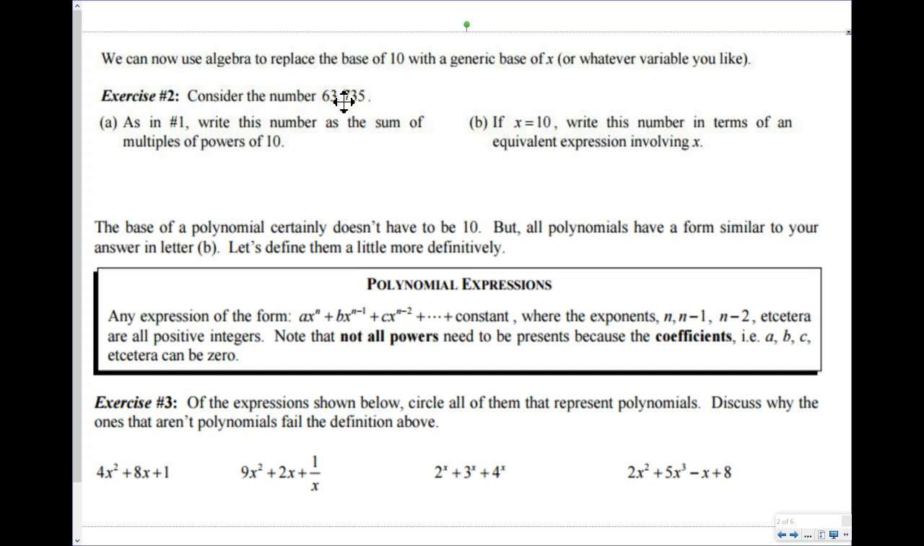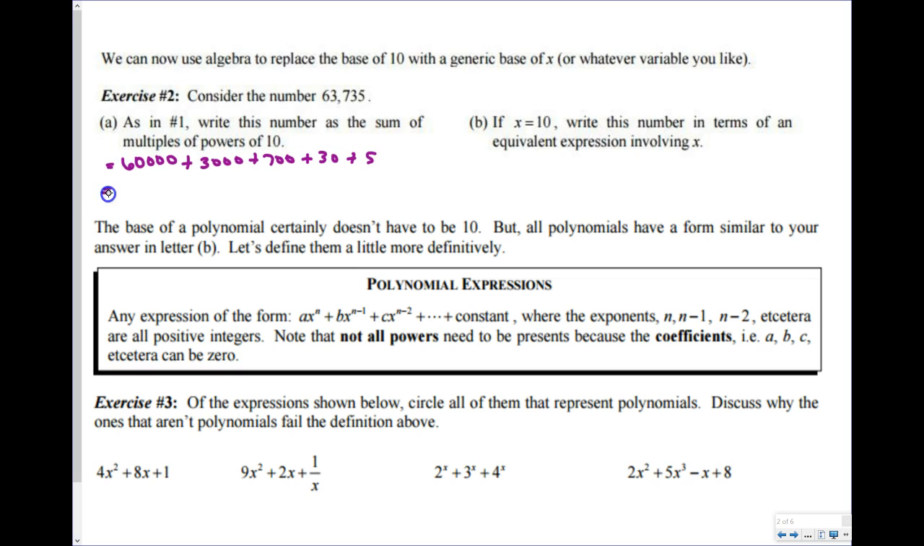So exercise 2 says, now look at this number, 63,735. Just like before, let's write this number as a sum of multiples of 10. So I'm going to do the same thing I did before, where I say this is going to be 60,000 plus 3,000 plus 700 plus 30 plus 5. This would be 6 times 10 to the 4th plus 3 times 10 to the 3rd plus 7 times 10 squared plus 3 times 10 plus 5.